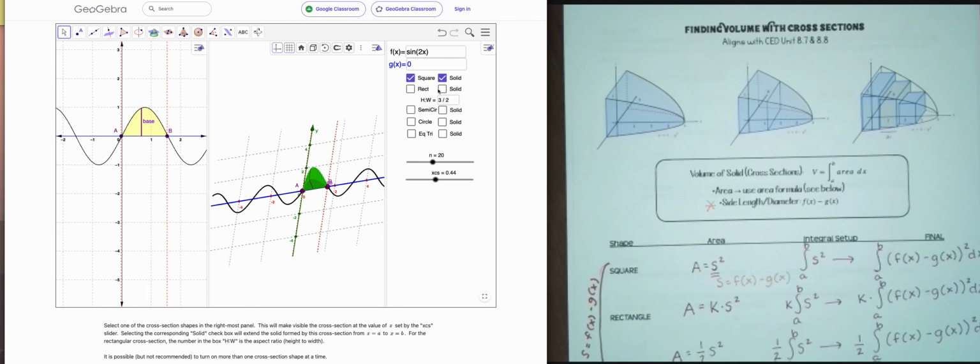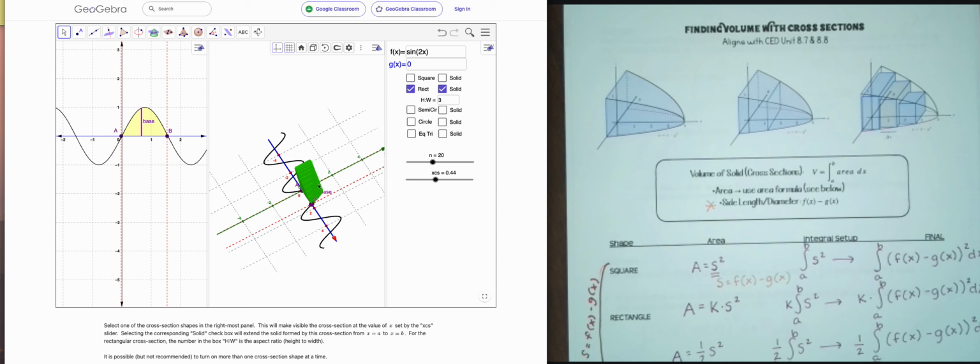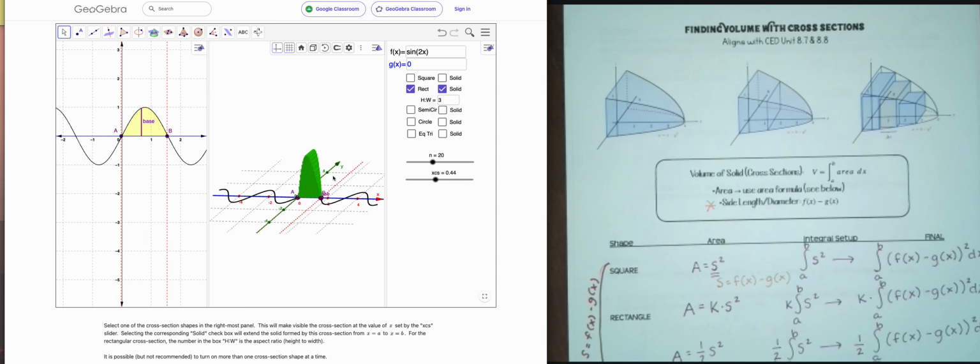So just to give you a visual on that before we move forward here, because I've got my GeoGebra open again, I could make this a rectangular cross section. This thing here is to say what that ratio is, what that K value is. The one example we did, we made the rectangles 3 times higher. And so you can see that just makes a taller solid, and it ended up taking our area and just multiplying it by 3.